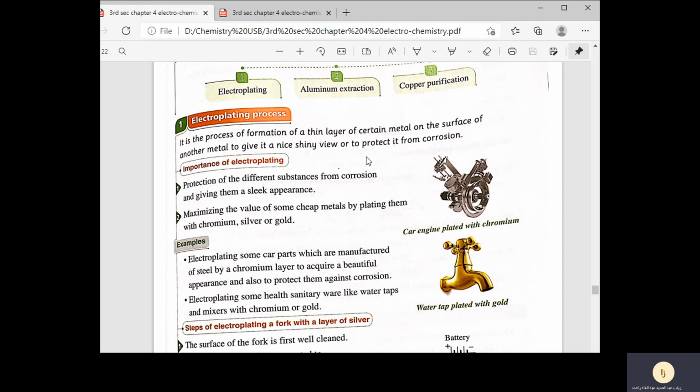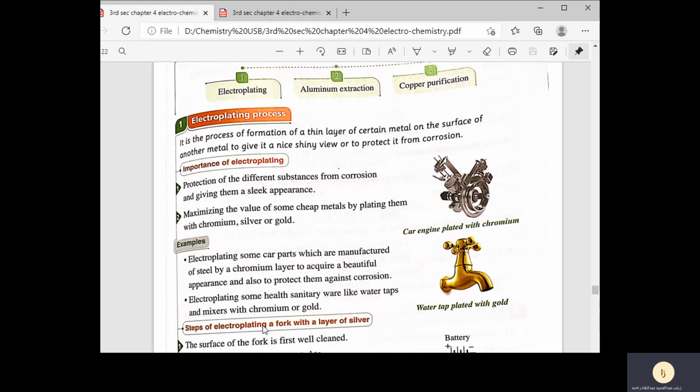Electroplating can be used for some car parts. Some car parts can be electroplated, especially when they are made of steel, to prevent their corrosion. And we can electroplate them with a metal like chromium, or we cover them with a chromium layer to have a beautiful appearance and protect them against corrosion. Electroplating of some sanitary ware like water taps and mixers with chromium or gold.